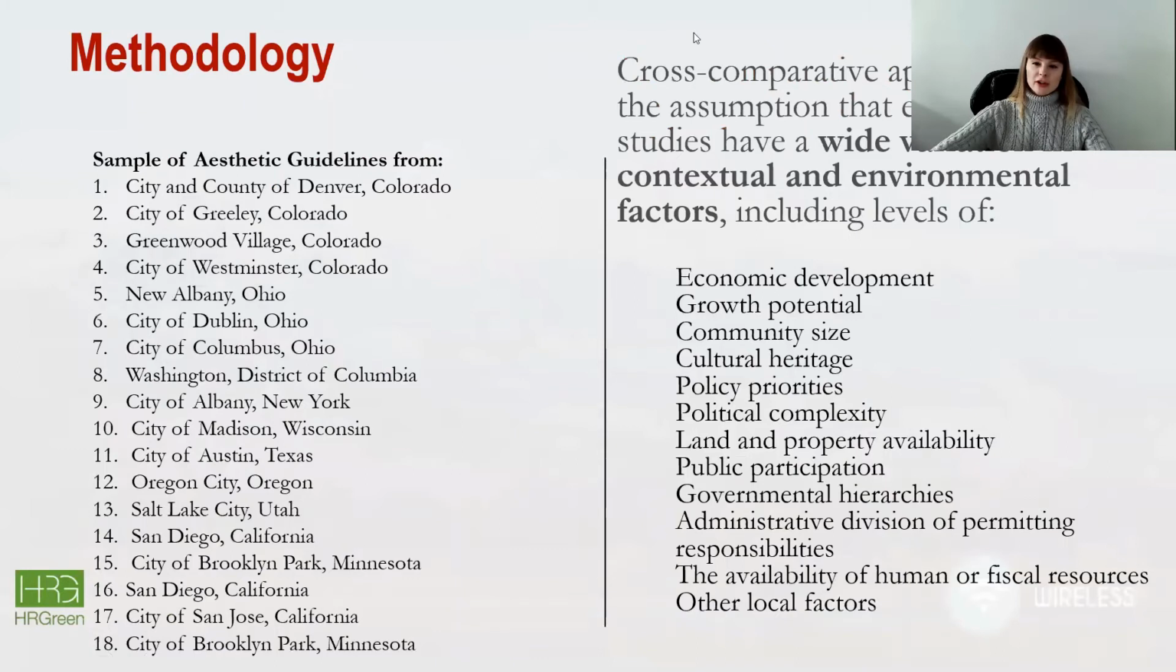So part of the methodology involved in creating this categorization structure involves having a sizable sample of aesthetic guidelines from many early adopters and creating a cross-comparative study in light of the fact that many of these cases have a wide variety of contextual environmental factors. Each city and community may be very different in its economic development, size, policy priorities, complexity, growth level, the amount of bureaucracy and hierarchy in the government, the way that the process splits and divides the administrative division of permitting responsibilities, or just the availability of human or fiscal resources.